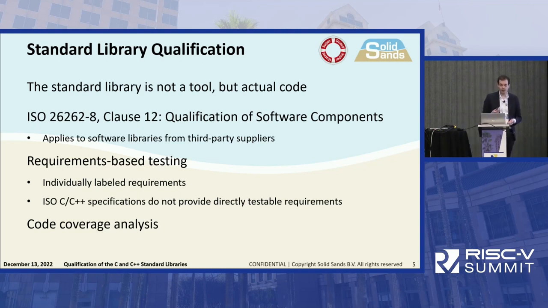So therefore, you need to do requirements-based testing. You need individually labeled requirements, and you need test specifications explaining how you are verifying these requirements. The biggest challenge here is that the ASIL C and C++ specifications do not provide directly testable requirements, and we will take a look at that in a minute. Basically, the C and C++ specifications contain descriptions of what library functions should do, but it's really just a description. It is not a set of requirements.